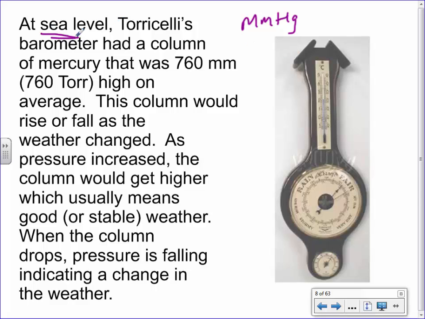So Torricelli, in his wisdom, and I really mean this, decided, let's standardize this. So he went to sea level, right? So that we had a nice standard first level to go to. And at sea level, he measured it, and it was 760 millimeters of mercury. By the way, if you ever see a unit called a torr, it is equivalent to a millimeter of mercury. A torr is named after Torricelli.